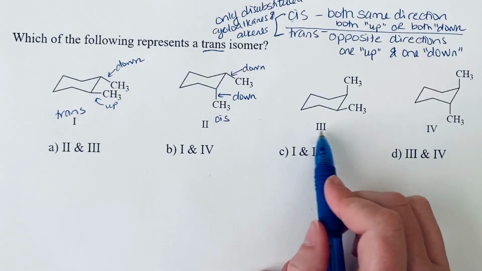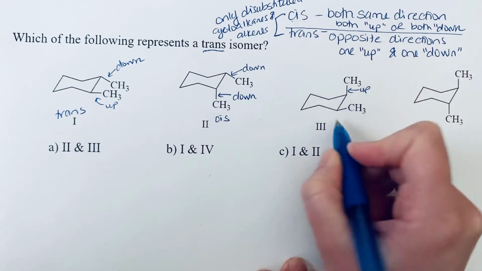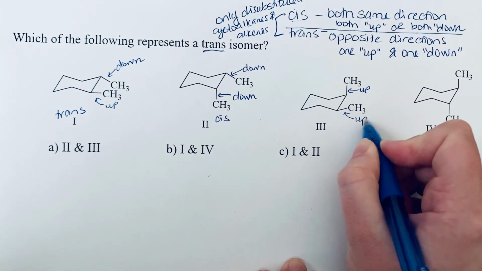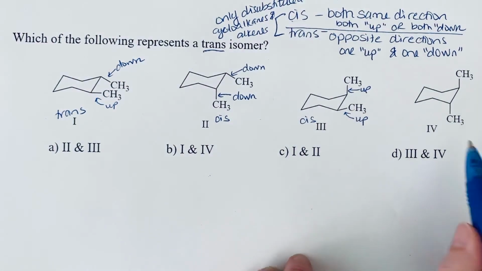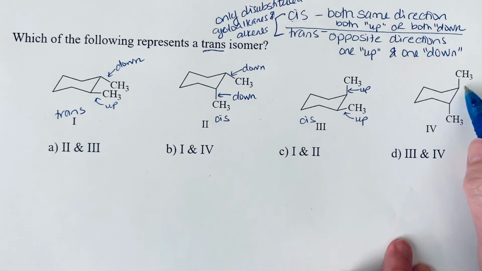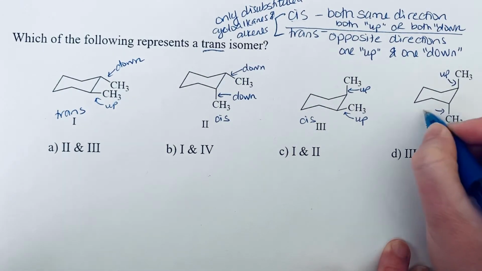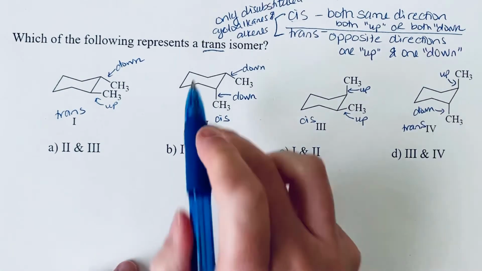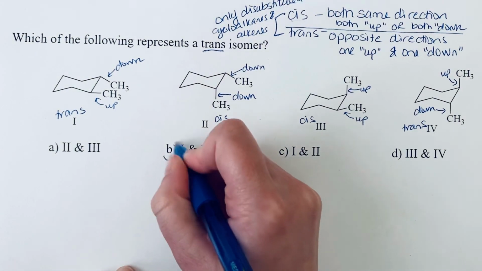If we look at three, we see this top methyl group pointing up, and the bottom methyl group is angled slightly up. So those are pointing in the same direction, so that would be cis. And if we look at the fourth option, we see the top methyl group pointing straight up, the bottom methyl group pointing straight down, and so this is trans. And so we're asked to identify the trans isomers, so that is 1 and 4, so our answer is B.